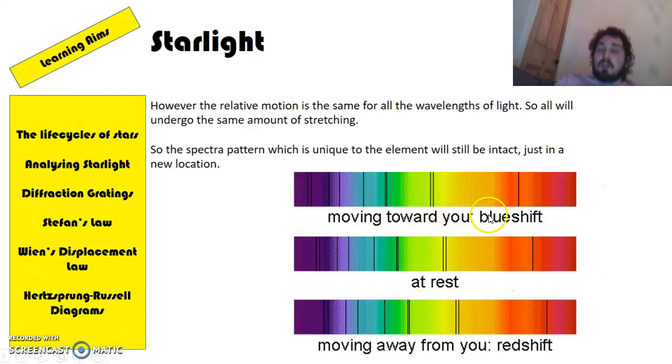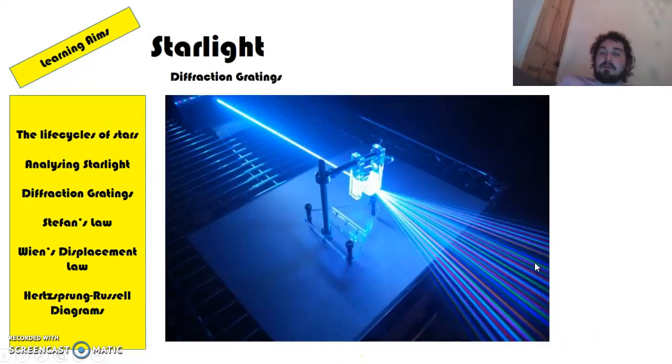If it's moving towards you, all these things have been shifted towards the blue side, but the pattern is still unique to a particular element. And if it's moving away from you, it's been shifted towards the red side, but the pattern is still unique to the element. That's important.